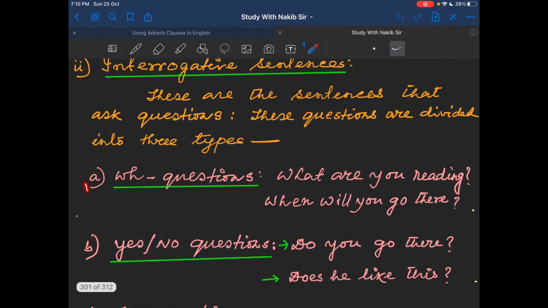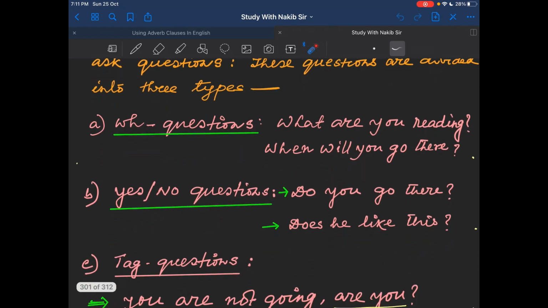Now see the WH questions. WH questions are the questions that begin with WH words like what and when. See the example. What are you reading? A WH question. When will you go there? A WH question, because they begin with WH words. Here it is when and here it is what.